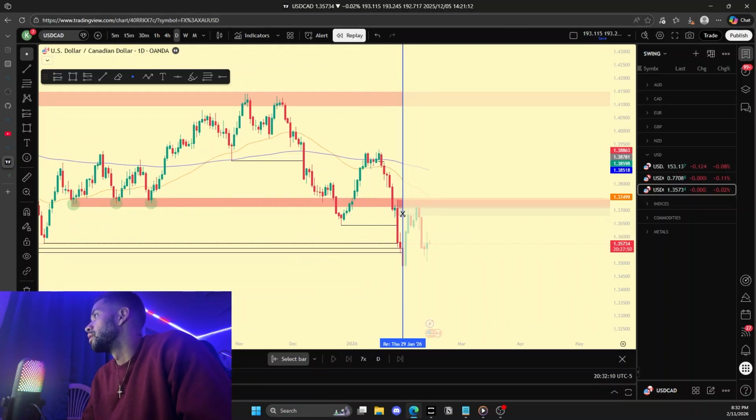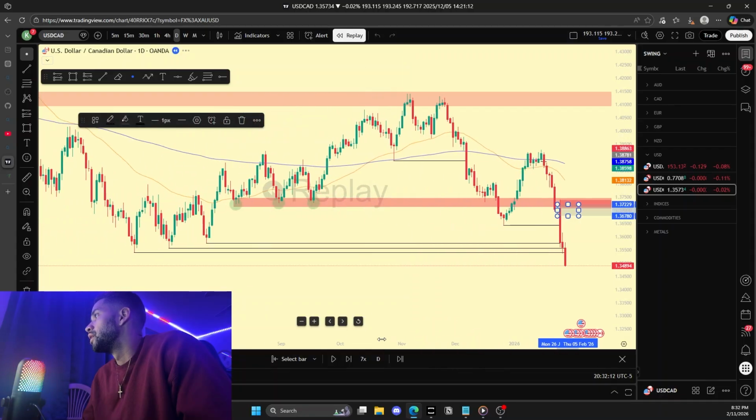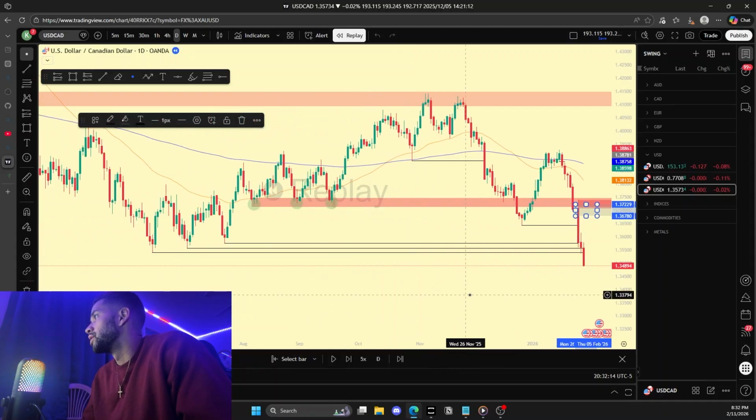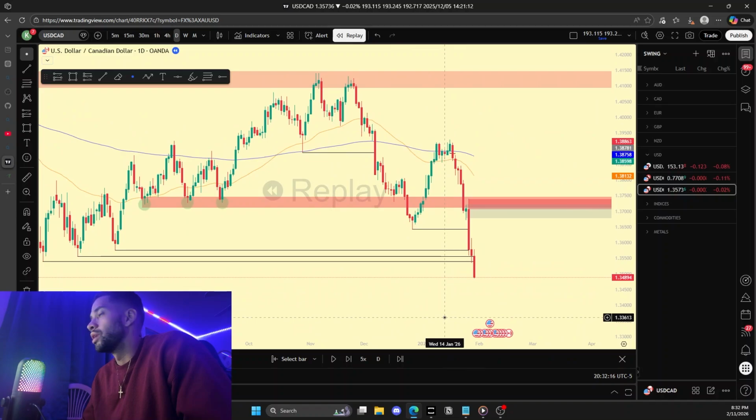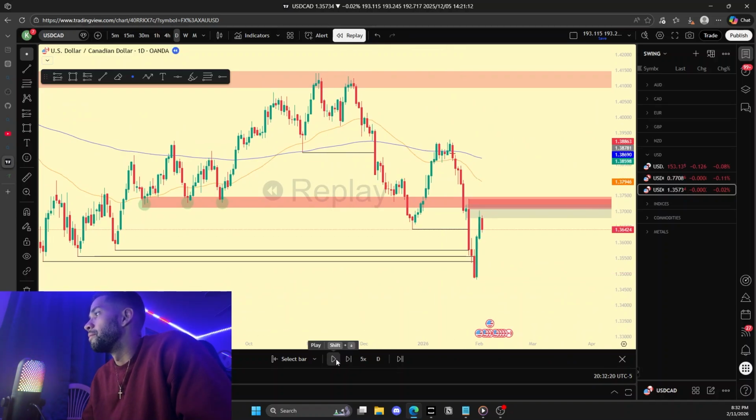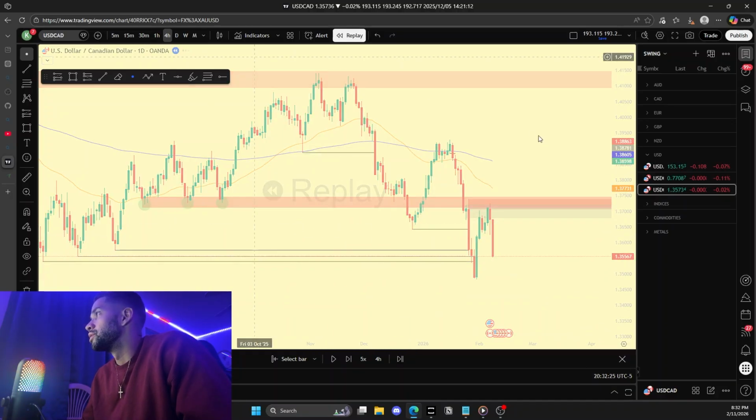And then if I go to replay, this is what we see. Now we would just be waiting for price to come back into our zone, into our daily supply. And then we would look to go to our lower time frame and look for an entry. So we then went to a 4-hour once price touched our zone.